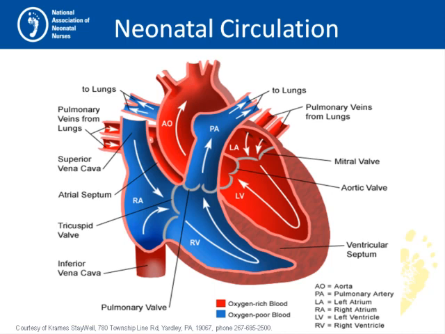Low pulmonary vascular resistance: the lungs now oxygenate, resistance is low, so blood can flow through. And then there's high systemic vascular resistance.